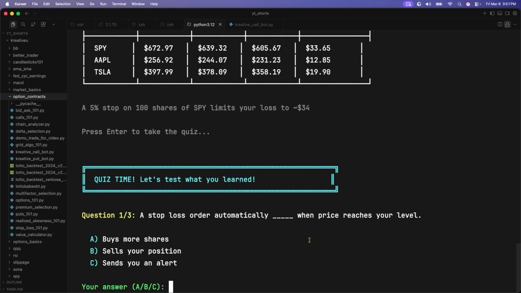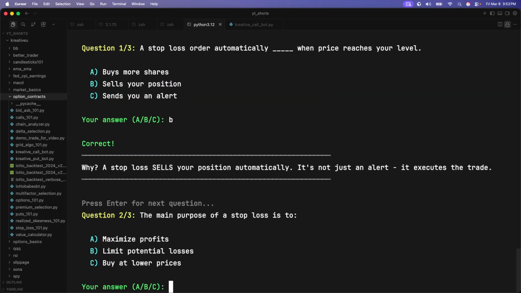So let's jump into our first quiz. A stop loss automatically blanks when the price reaches your level. Buy more shares. This is not buy the dip. Sell your position or send you an alert. So it should do, it sends you an alert, but it also sells your position.